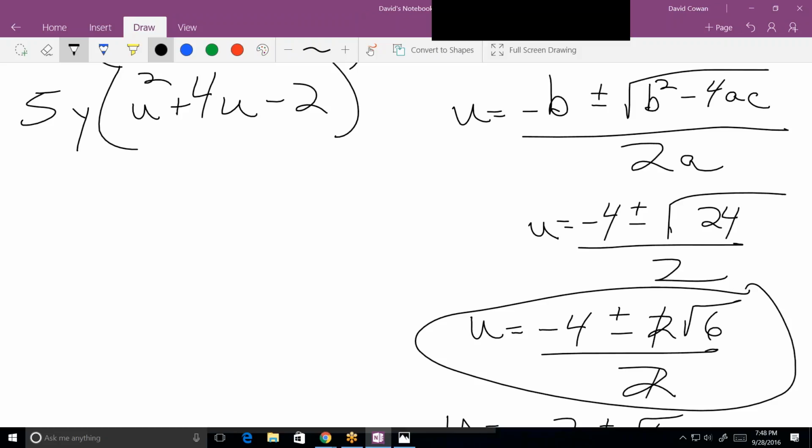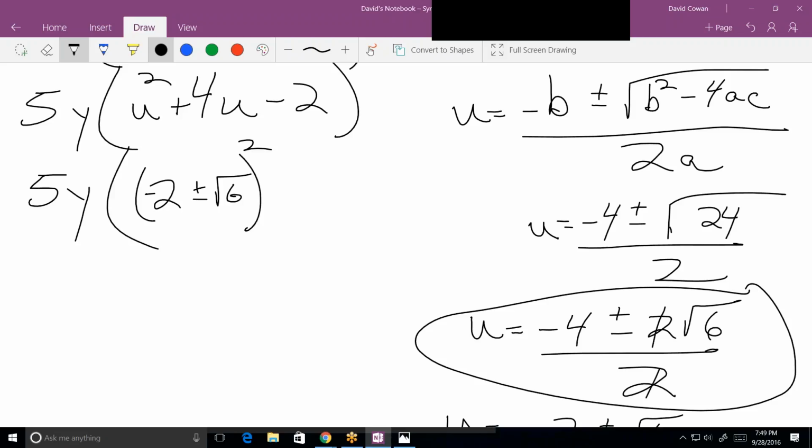All right, so let's go back to our original function. We have 5y times, well, u squared. U is negative 2 plus or minus square root of 6. That's u. We're squaring it. Now, plus 4 times u. You with me? Kind of, yeah, I think I am.